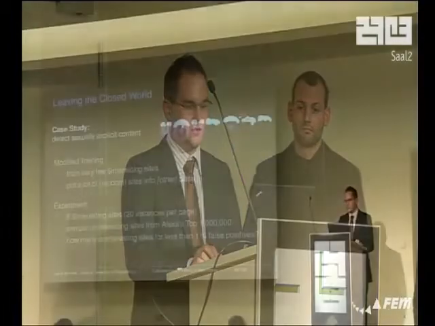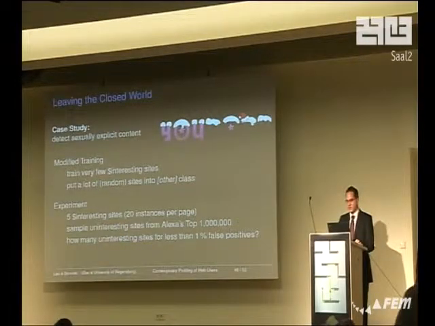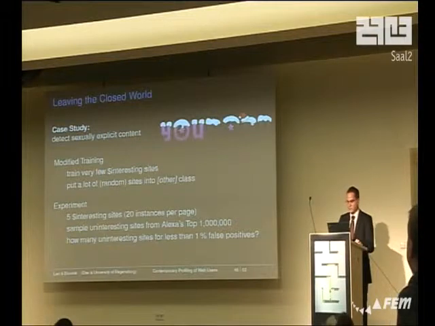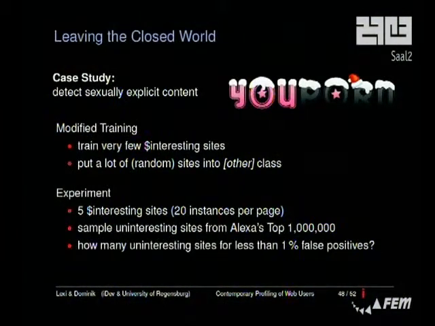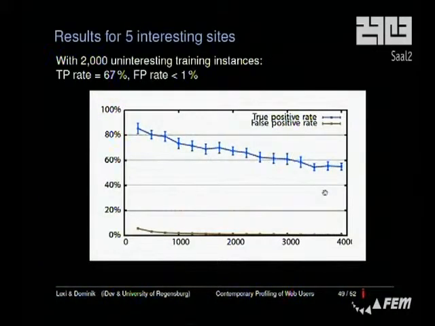The following experiment uses 5 interesting pages, samples uninteresting pages from the Alexa top 1 million list, and the question is, how many uninteresting pages should you use during classification to get less than 1% false positives? That's an important thing, to get only few false positives, because each and every time you get a false positive, you think someone retrieved sexually explicit content, although they didn't. And the graph looks like this. The answer to the question is you should use 2,000 uninteresting training instances in order to get a low false positive rate.